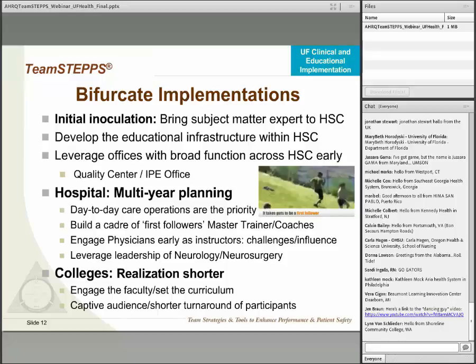Toward that end, the hospital, obviously, day-to-day care operations are the priority. So we're looking at a multi-year approach. We're going to take our time, get this right, and one of the things we've done, in talking about the leaders and the first followers, is to build a cadre of master trainers and coaches across the organization. So we've trained about 100 so far. We definitely engaged physicians. I think about a quarter or a third of that are physicians. And likewise, we've asked the physicians to be our instructors along with us in these classes.